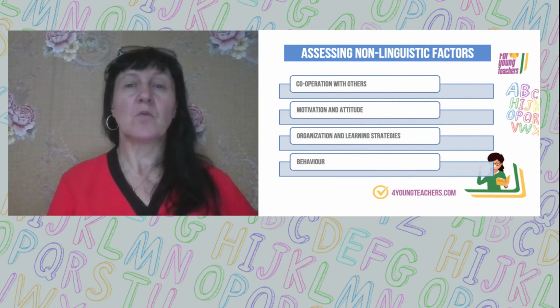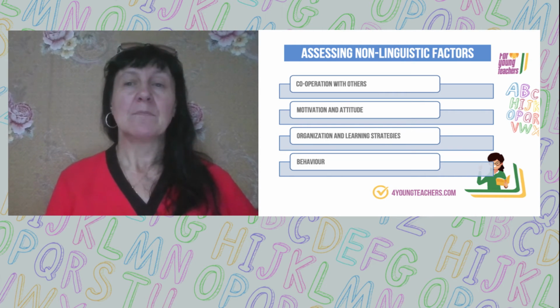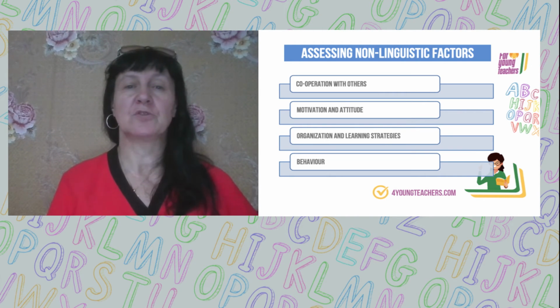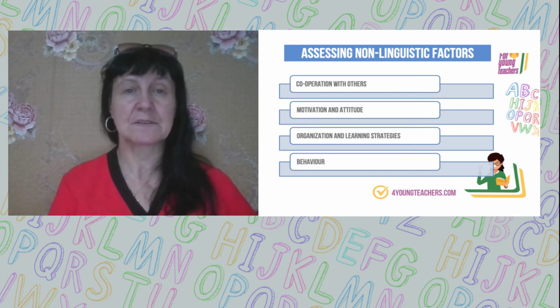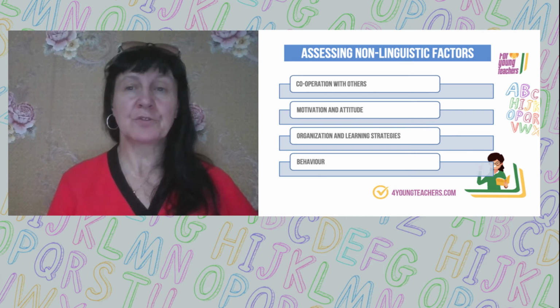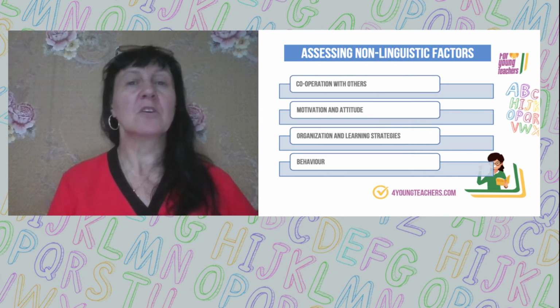When we think about the word assessment in our English language classroom, we often think about assessing language skills. But it is also possible and very useful to assess other areas that are not about language. Usually, though, non-linguistic factors include areas that will have impact on how successful the learner is. Things like motivation and attitude, for example, how the learner approaches learning English or how well they participate in class. Cooperation with others, including with their classmates as well as the teacher, is also important for successful language learning.